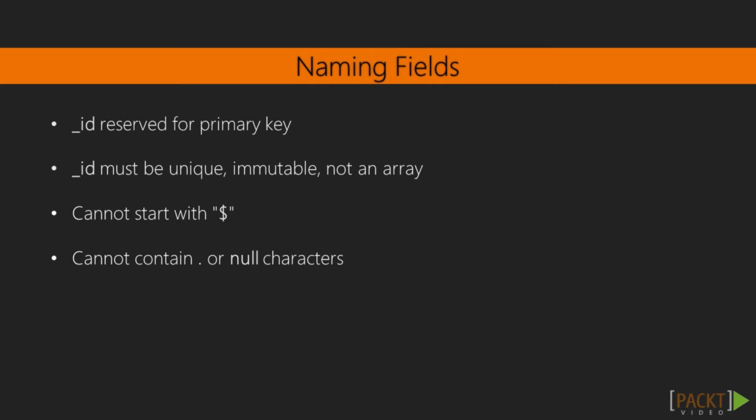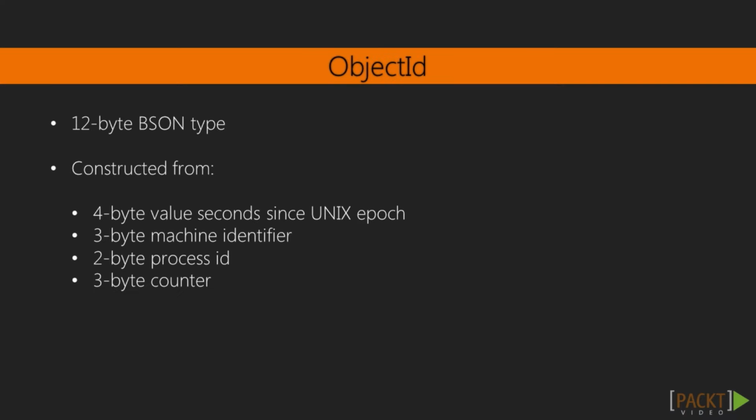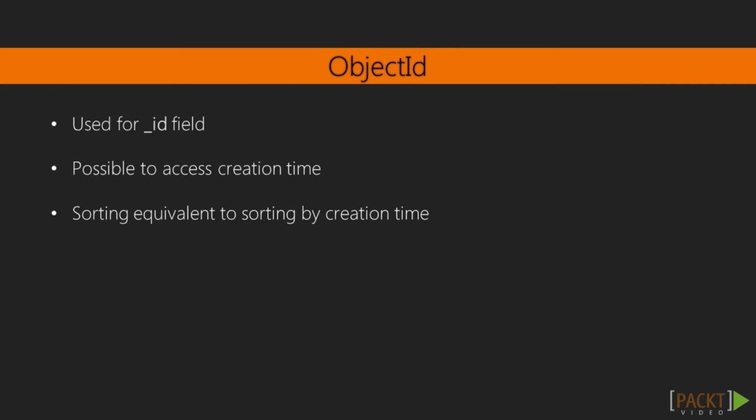MongoDB fields can be of a lot of types with which you should be familiar. Fields can be strings, numbers, objects, arrays, booleans, dates, and some other types. One special type is ObjectId, which is a 12-byte BSON type. It is constructed from a 4-byte value representing the seconds since Unix epoch, a 3-byte machine identifier, a 2-byte process ID, and a 3-byte counter starting with a random value.